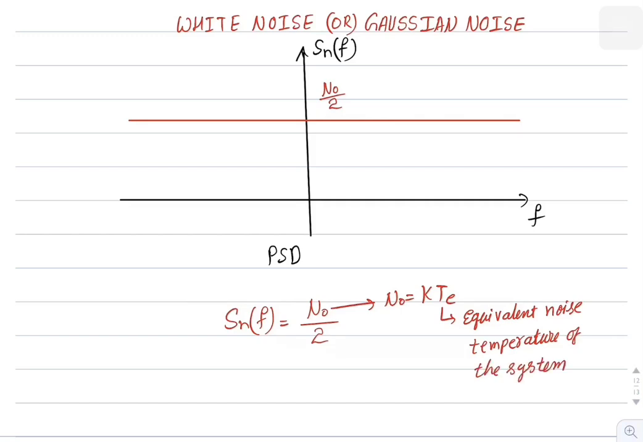We already discussed the equivalent noise temperature, which is equal to F minus 1 into T0. Since the probability density function of this white noise has the shape of a Gaussian curve, this white noise is also called Gaussian noise. The best example for white noise is thermal noise. And you already know thermal noise is present at all temperatures and at all frequencies. That's why thermal noise is one example of white noise or Gaussian noise.